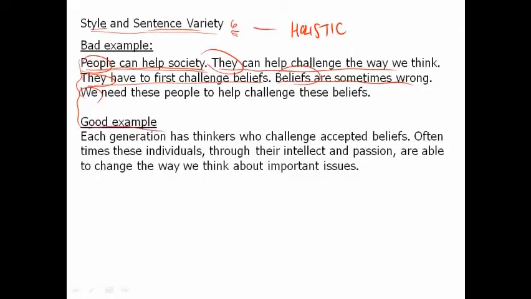And now let's take a look at this good example. Each generation has thinkers who challenge accepted beliefs. Fair enough. Clarity, concision, ding, ding, ding, very good. Oftentimes these individuals, notice, there's each generation. Now I've mixed it up here, oftentimes. I didn't necessarily start with these individuals. Oftentimes these individuals, comma, through their intellect and passion. So I'm injecting a little statement here that we could actually get rid of. It wouldn't hurt the sentence grammatically. These individuals are able to change the way we think.